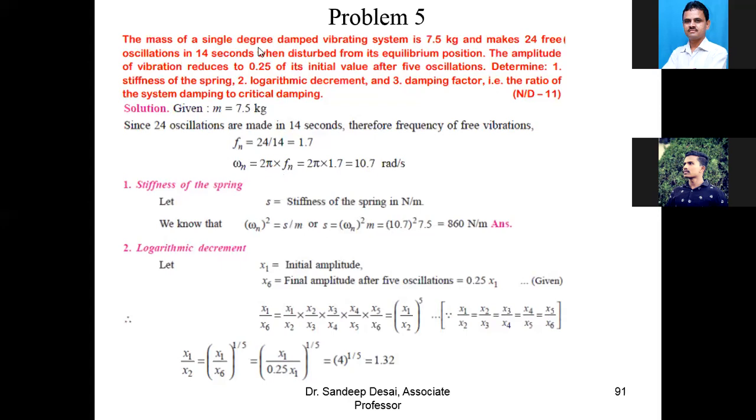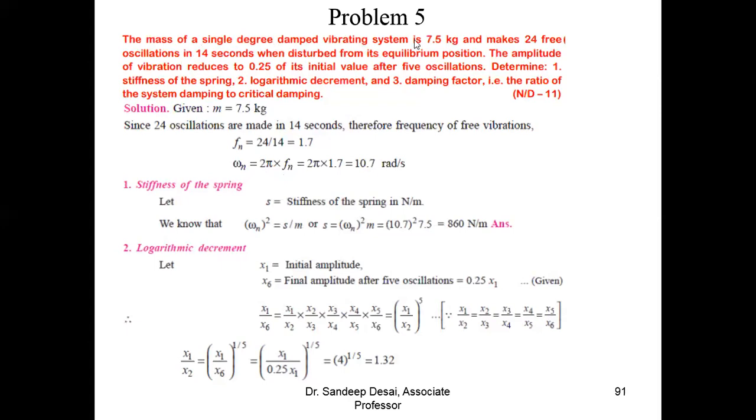The mass of the system is given as 7.5 kg, and it is written very clearly in the beginning: mass of a single degree damped vibrating system. So it is a case of damped vibrations. Damping is there in the system. Mass m is 7.5 kg, and it makes 24 free oscillations in 14 seconds. This is important.